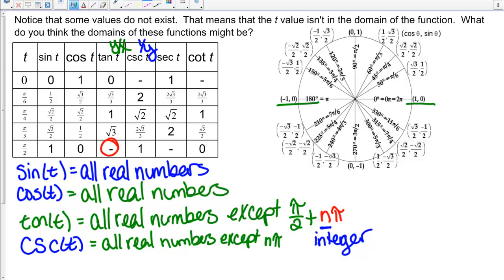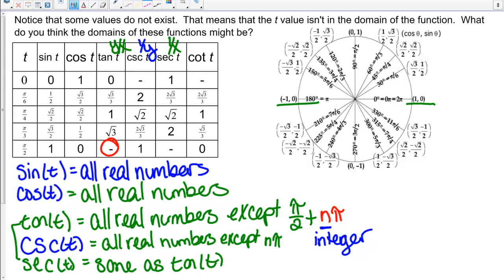And secant is very similar to tangent because secant is where we can't have an x in the denominator. So secant and tangent have the same domain. And cotangent, what do you expect? If that's x over y, you'd expect it to have the same domain as cosecant. So remember that the values that we don't have in our domain are when we have a 0 in the denominator.